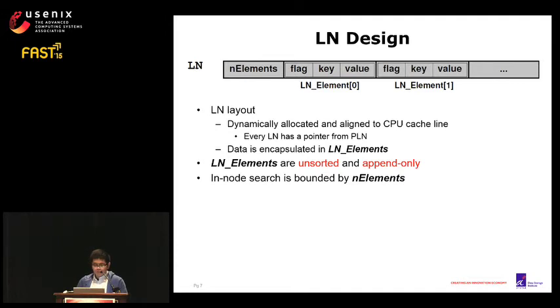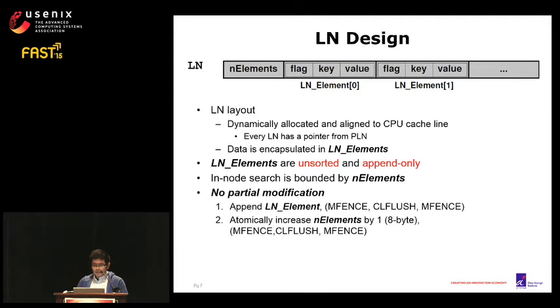To search in a leaf node, we identify the boundary of the search according to the n-elements field here before scanning for the target. So to keep the data consistency in this case, we must guarantee there is no partial modification. This can be achieved by 2 steps in order. Step 1, we append the leaf node elements of the new data, followed by mFence and CLflush combination. Step 2, we atomically increase the n-elements field by 1, followed by mFence and CLflush combination also.